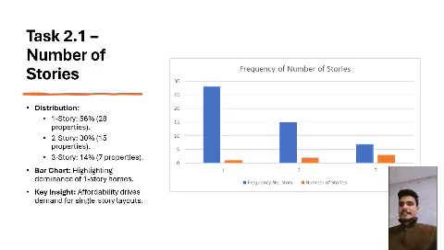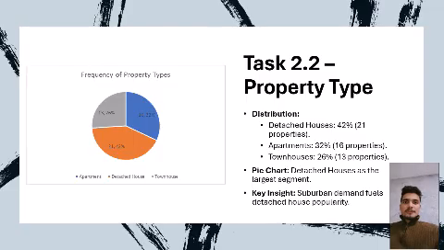The bar chart titled Frequency of Number of Stories visually reinforces this dominance. You will notice here the blue bar represents the actual frequency of the properties for each story count, and the orange bar complements this, reflecting the number of stories themselves. Now let's move to task 2.2. Here we can analyze property type distribution.